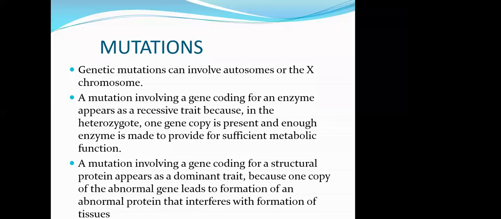This is commonly seen in proteins that act as enzymes. And there are those that come out as a dominant trait, meaning only one allele is having a mutation. This is usually for those that appear as structural proteins. In this, one copy of the abnormal gene leads to formation of an abnormal protein that interferes with formation of tissues. Hence, in this dominant trait, even with one mutation, you're going to have a structural defect.